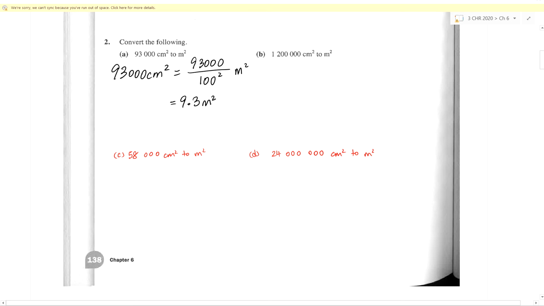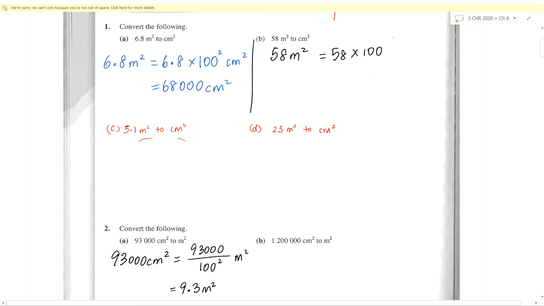So part B, 58 square meters, this is what I expect to see, 58 square meters. You copy down the values and the units equals to, copy down the exact same number, 58. But now instead of multiplying by 100, we multiply by 100 square. You can do it this way, or you can choose to write 10,000. They are the same. 100 square is the same as 10,000. Then the units, square centimeter. Here we are doing the converting. That's why they are equal.